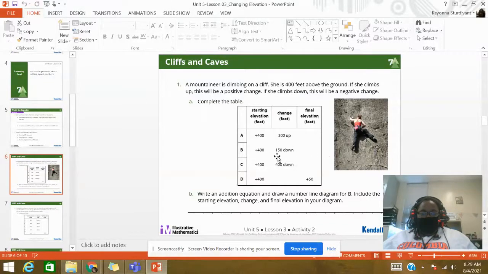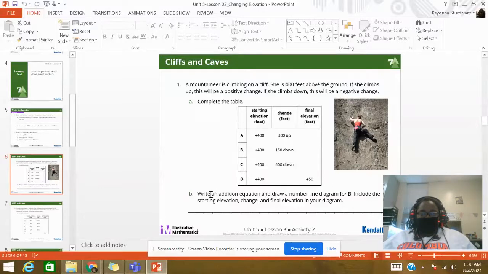And then you keep completing that from here. So for B, you're starting at 400, you went down 150. Do the math here. Remember, down means subtract, up means add. And then this one, you're kind of working backwards. So for D, and the same thing for C, you're going to go backwards. So if I started at 400 and I ended at 50, I obviously had to subtract. But how much did you have to subtract to get to 50?